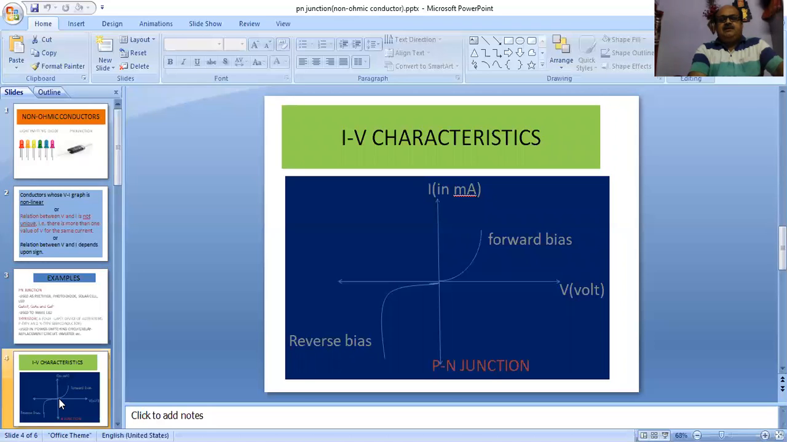But when temperature is increased and when energy becomes equal to the energy gap, then electrons move from valence band to conduction band, creating holes in the valence band. And at a certain temperature, the number of free electrons in the conduction band is equal to the number of holes in the valence band.